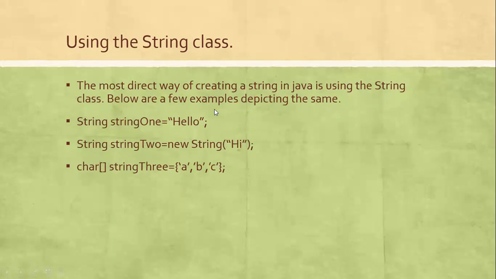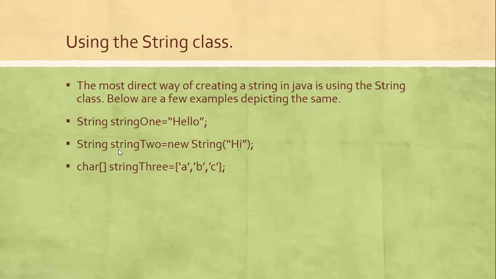So this is one of the easiest and most direct ways of creating a string. Here, the first method is: string, name of the string, and hello. This is the pattern that programmers follow to declare any type of variable. In case you want to declare an integer variable, you specify the data type, the name of the variable, and the value. In the same way here: string, name of the string, and the value. If you're using this, then you're making use of the string class.